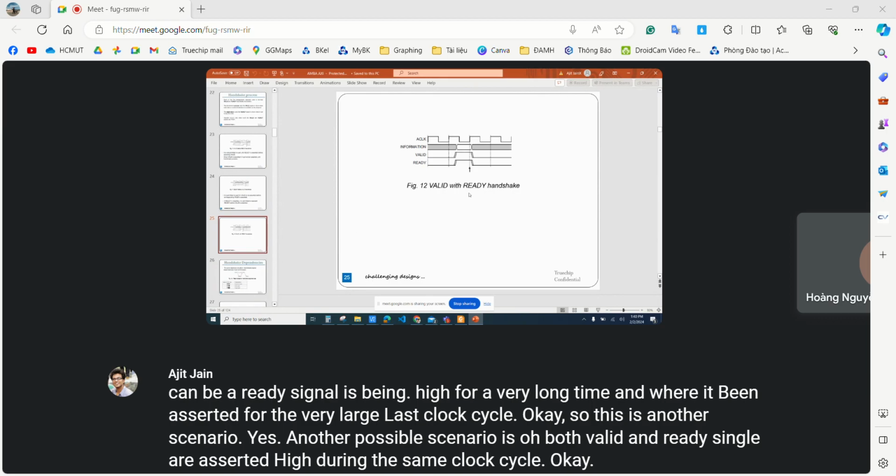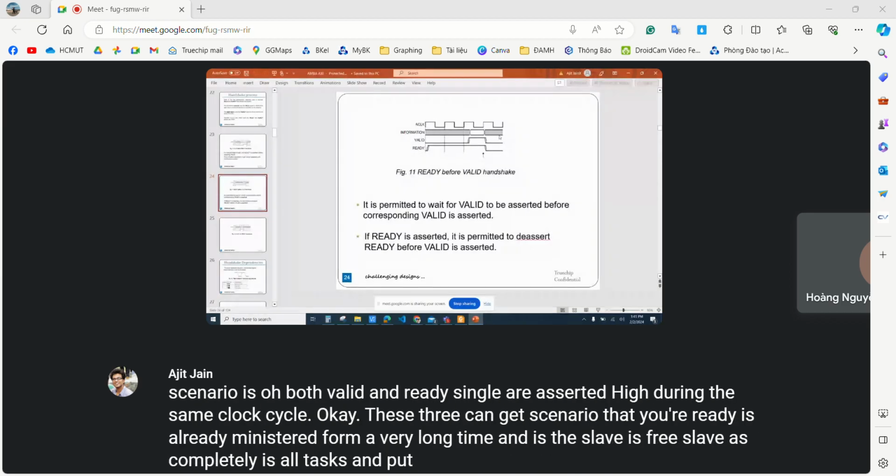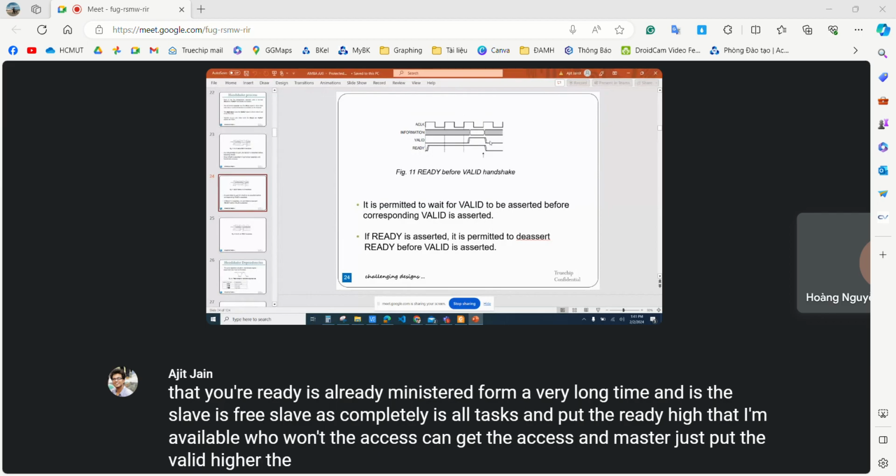This can be a scenario where ready has been asserted for a very long time. The slave is free, has completed all its tasks and put ready high to say that it is available. Whoever wants access can get it, and the master just puts valid high for 1 clock cycle. The access will be granted.